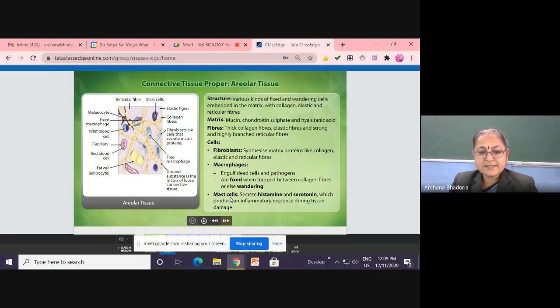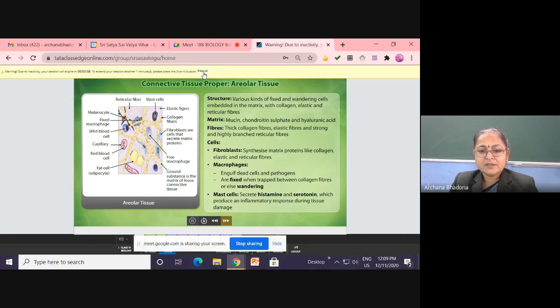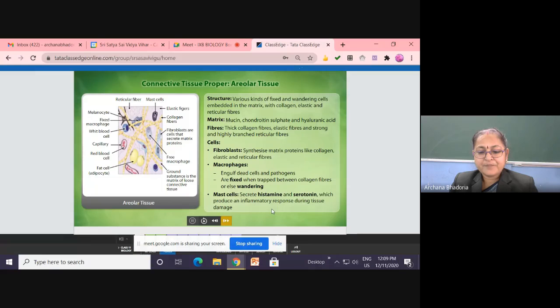So mast cells, they are irregular shaped cells. And what do they do? They secrete histamine. Take up the spelling from the slide. They secrete histamine and the serotonin, which produces an inflammatory response.